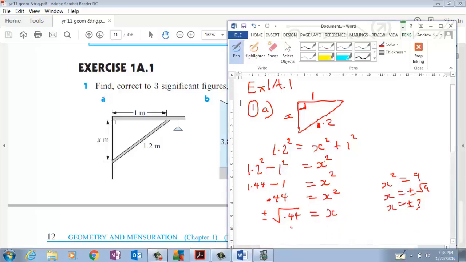Now the square root of 0.44 is approximately 0.66. However, we're just going to go with the positive value because you can't have negative lengths. So you write a little note saying you can't have minus lengths. And so we only go with the positive value. So the length of that side is 0.66 metres.